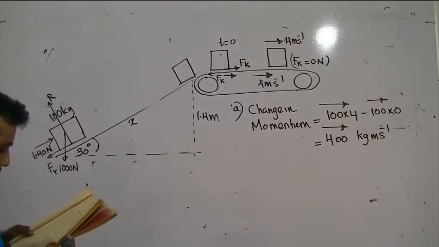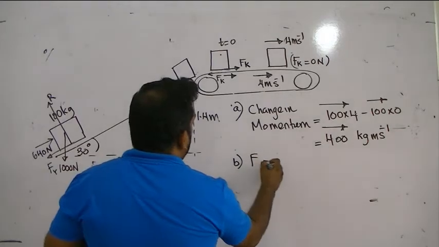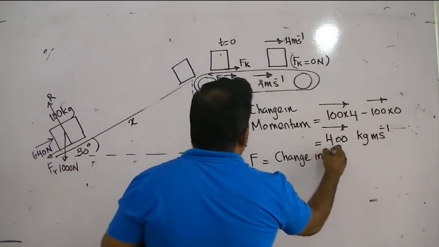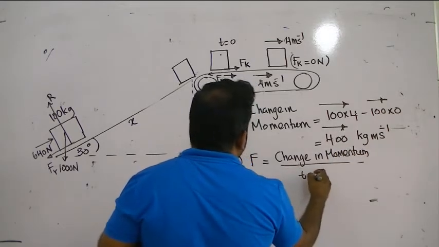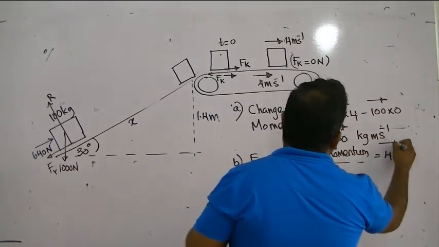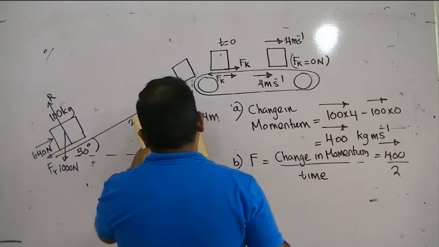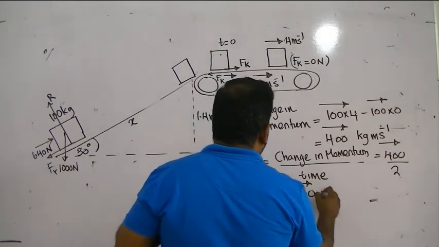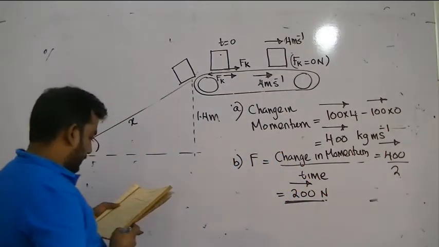Next question. Calculate the force. So force is equal to change in linear momentum divided by time. Change in linear momentum is 400. Time is going to be 2 seconds. Whatever happens, only 2 seconds works. So the force acting there is 200 newtons.